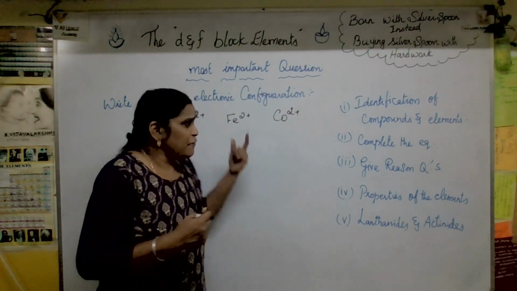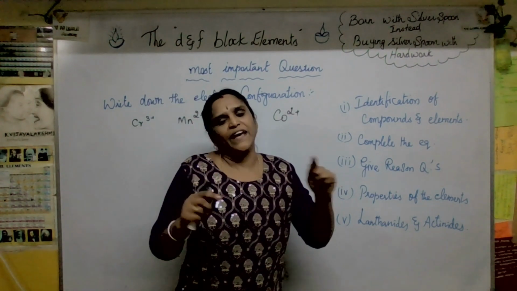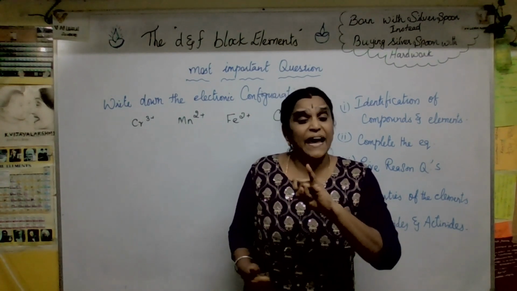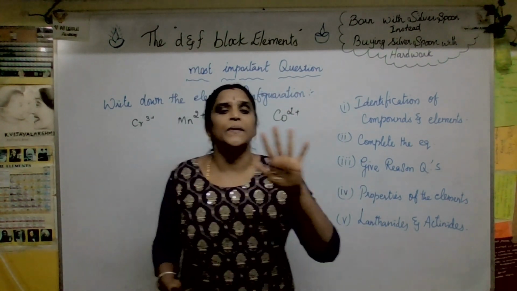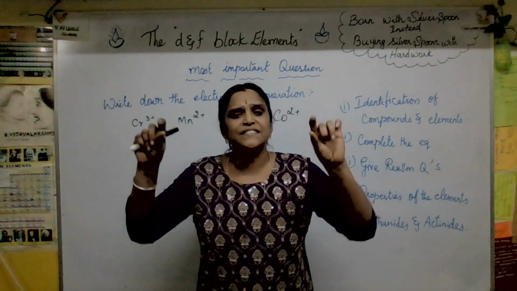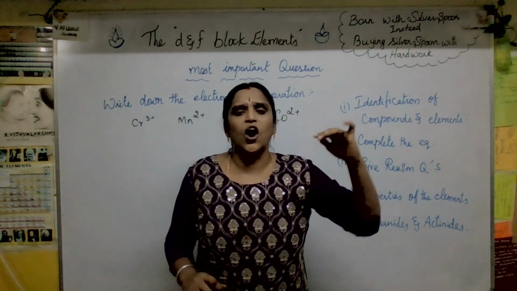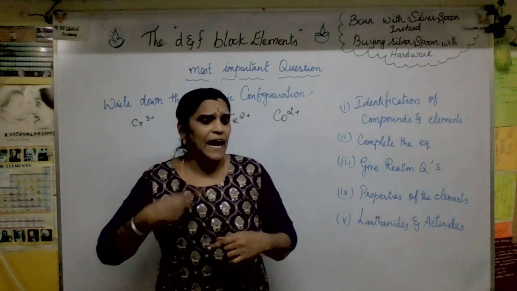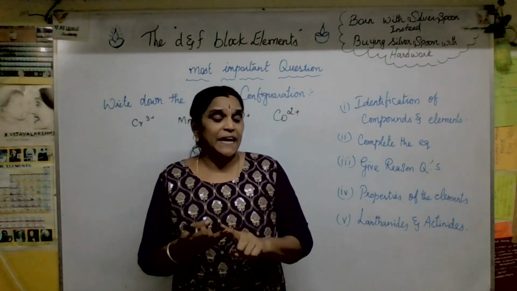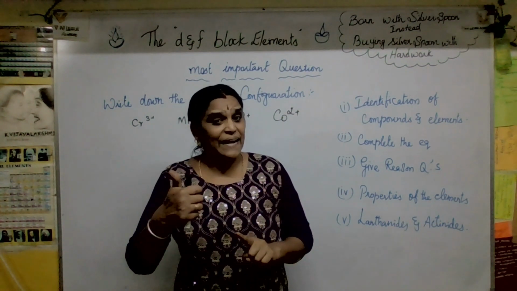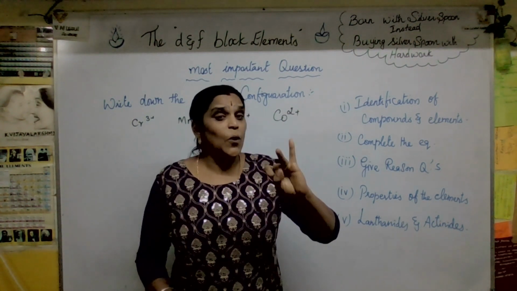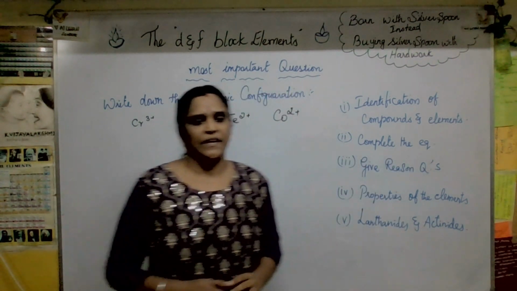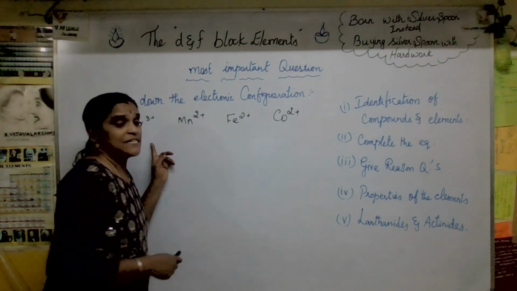Before going for it, I will give the order: scandium, titanium, vanadium, chromium, manganese, iron, cobalt, nickel, copper, zinc. These are the 10 first-row elements. If you know the order, you know the atomic number. Again: scandium, titanium, vanadium, chromium, manganese, iron, cobalt, nickel, copper, zinc. Okay, 21 to 30. Now, in that, which one is it?